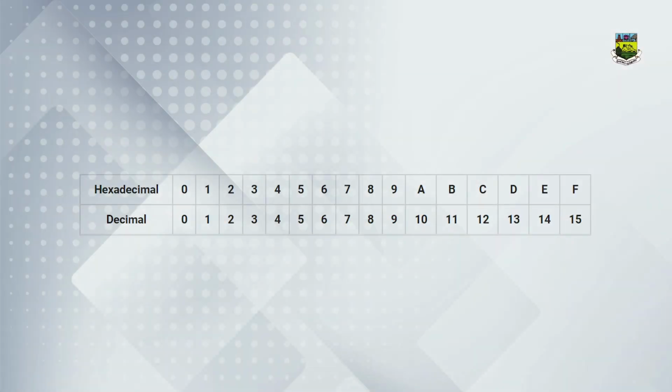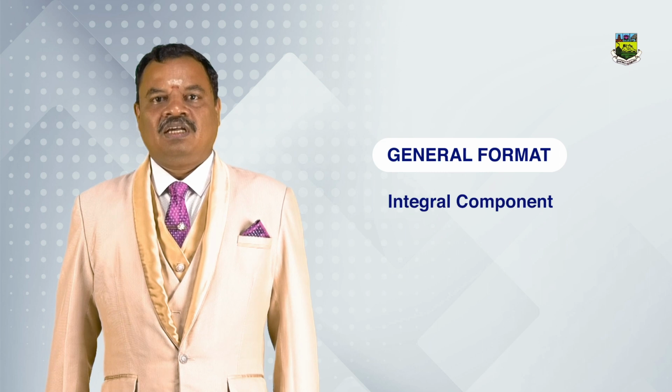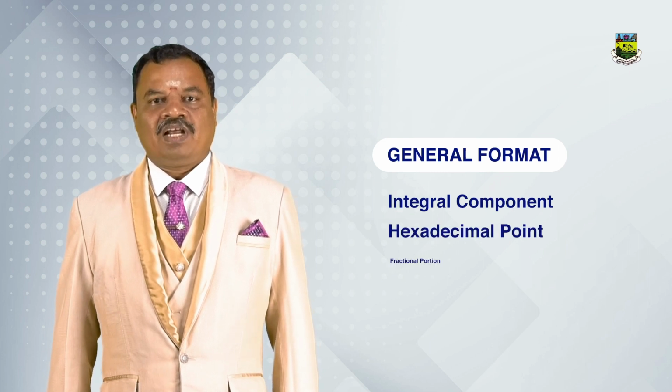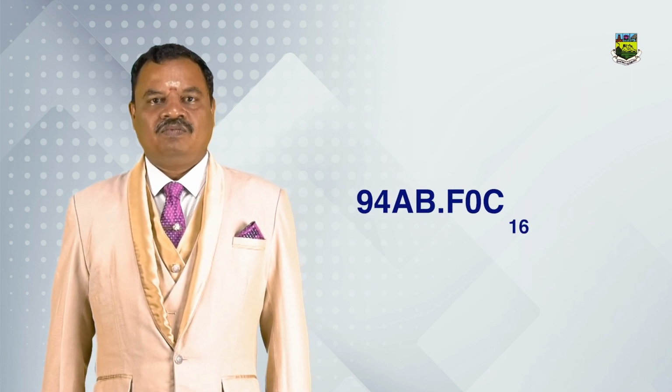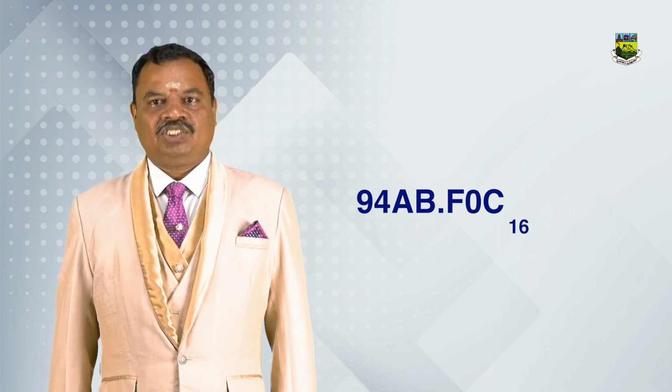Actually, the symbol A is equal to 10 in the decimal number system, B is equal to 11, C is 12, D is 13, E is 14, and F is 15, and the base or radix of the number system is 16. The general format is integral component, hexadecimal point, and fractional portion. For example, 94AB.F0C base 16.